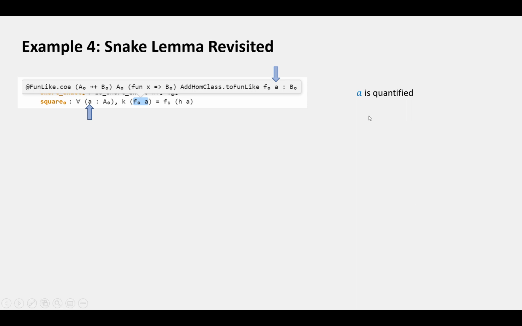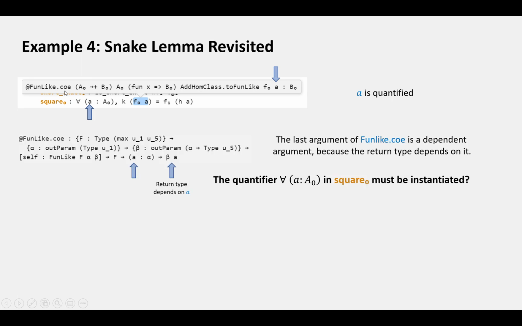Okay, let's look at another problem with the snake lemma. So here in this square zero hypothesis, you can see that there is a quantified variable a, and a occurs as the last argument of FunLike.coe. So this is the signature of FunLike.coe, and we can see that the last argument is a dependent argument because the return type depends on it. So according to our criterion, this quantifier must be instantiated.